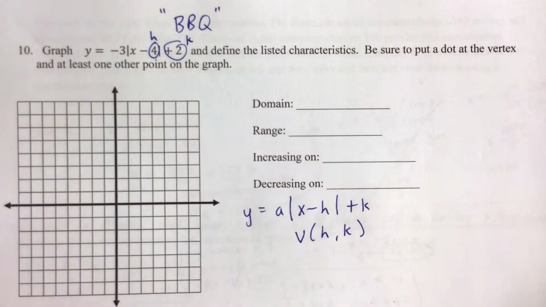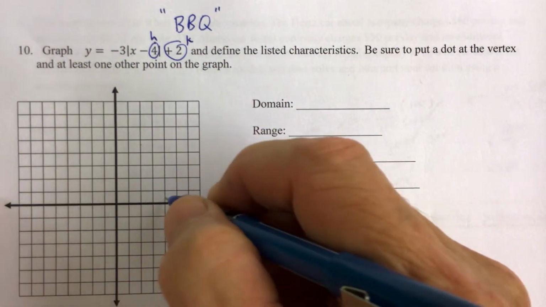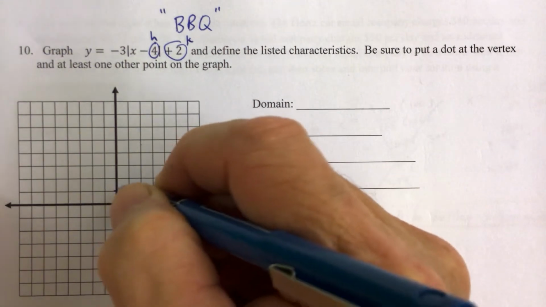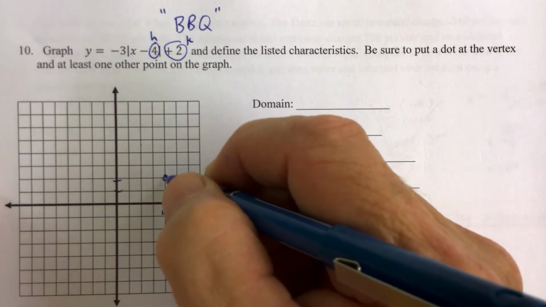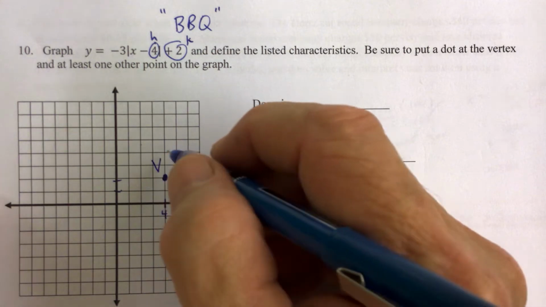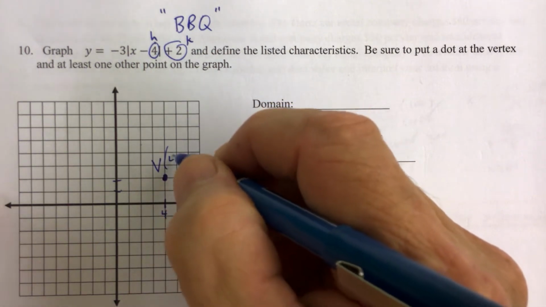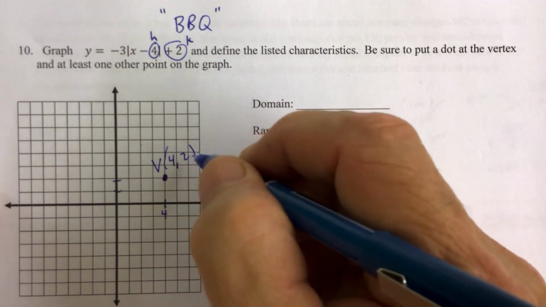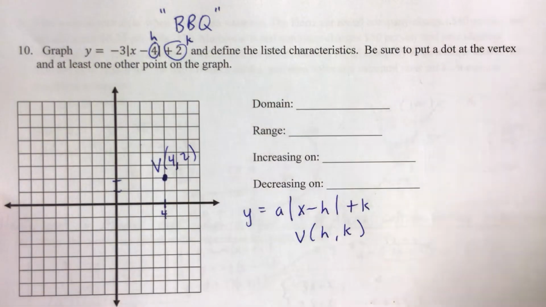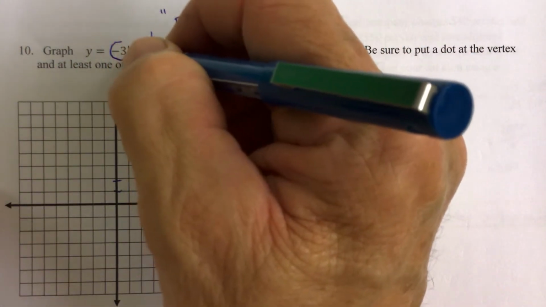So we would go over 4, 1, 2, 3, 4, and up 1, 2. So we put a dot right there. That's the vertex. I also notice that I can label my vertex above the vertex because of that minus sign there.